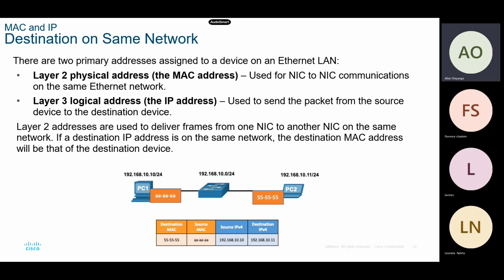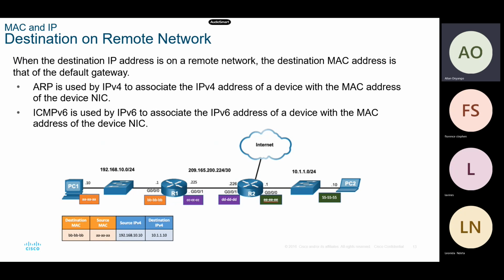So layer 2 addresses, or MAC addresses, are used to deliver frames within the same network from one end device to another end device on the same network. But the layer 3 address is used to deliver packets from one device to another device on different networks. Since ARP is only used within the same network, whenever it wants to send something to a destination network, it only needs to send it to the default gateway, which is always on the same network. What do I mean?